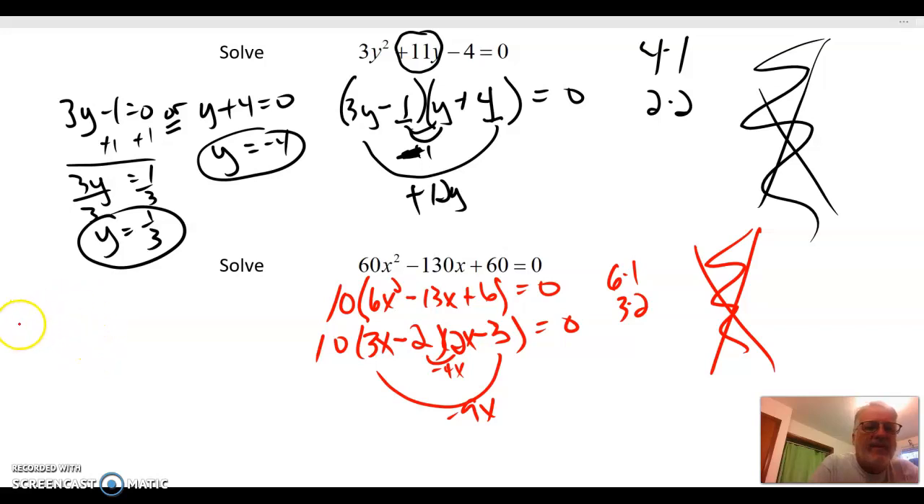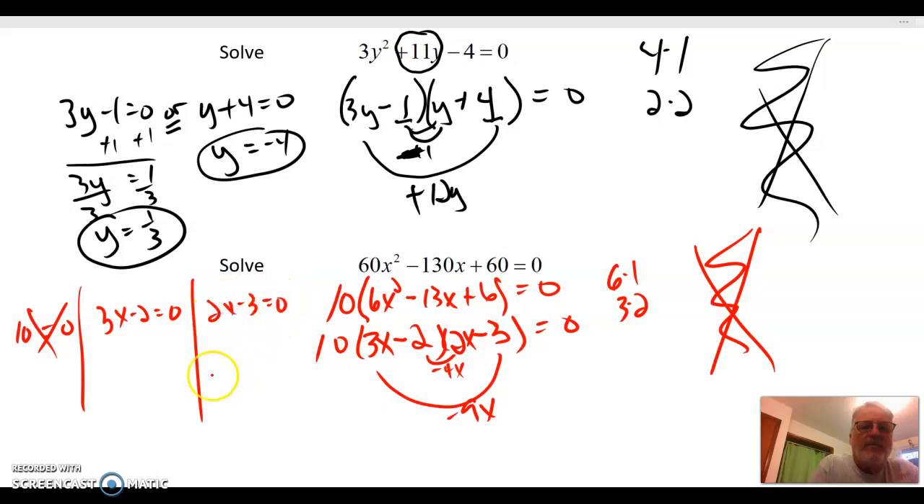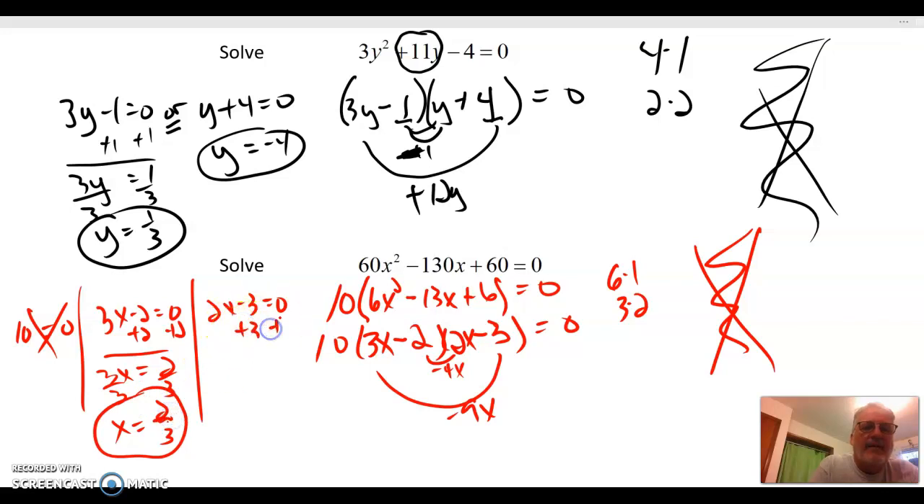Okay, so that means that either 10 is equal to 0, which obviously is not, 3x minus 2 is equal to 0, or 2x minus 3 is equal to 0. For this one, if I add 2, so 3x equals 2, divided by 3, divided by 3, x equals 2/3. Here's one of my answers. Here I'm going to add 3, so 2x equals 3, divided by 2, divided by 2, x equals 3/2.